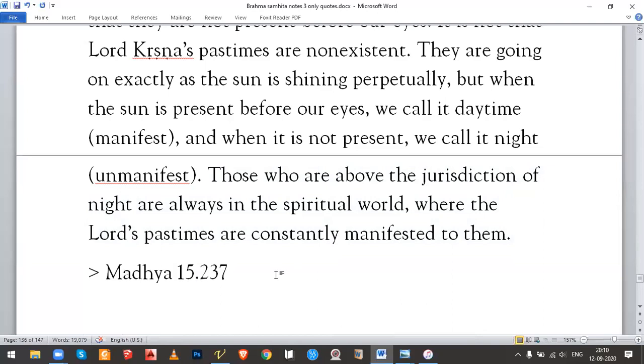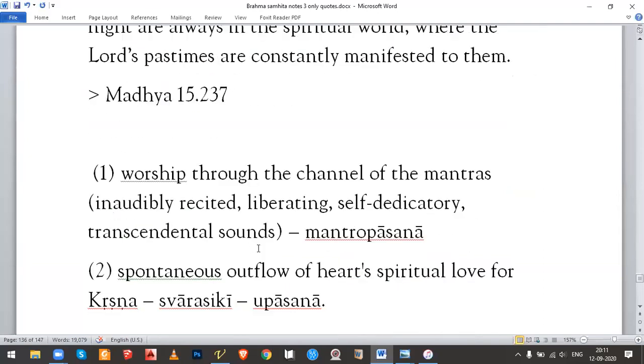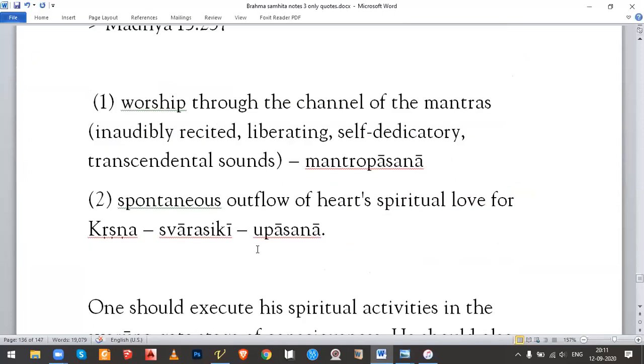Now, how to see these pastimes. This is described in the purport by Srila Bhaktisiddhanta Saraswati Thakur: worship through the channel of mantras. This is called mantra upasana. Mantra upasana is explained at a stage that is already a high level of bhakti, when a person is actually trying to absorb himself fully, meditating on one particular mantra, one particular sequence, one particular description of Krishna and Krishna's Leelas.